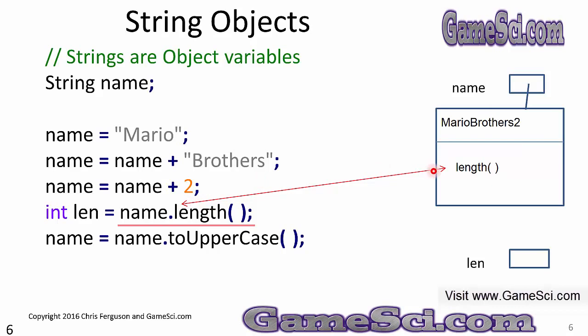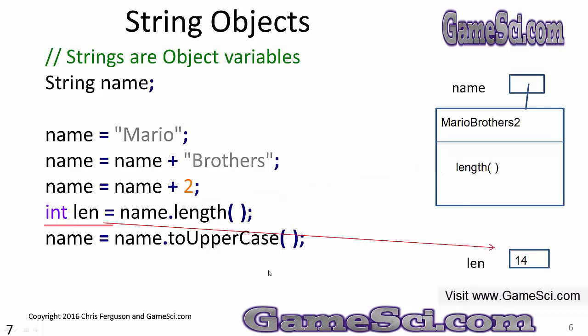Notice this line has an arrow on each side because dot length will say go into the name variable, access the length, count the number of letters, and then return back the value 14 because there are 14 letters. And that value 14 that length returns is going to be assigned to the variable len. So len, short for length, will be assigned the value 14. The 14 letters that length returns gets assigned to len.